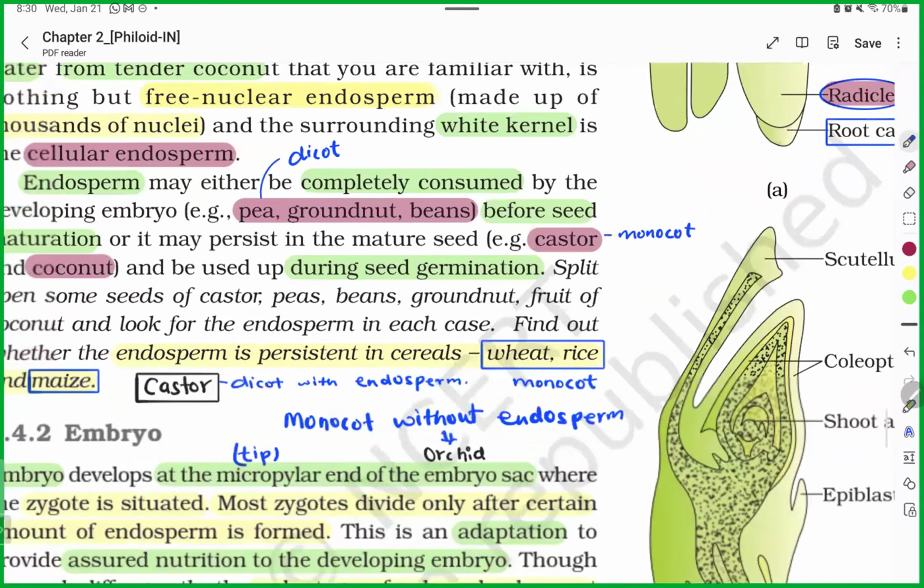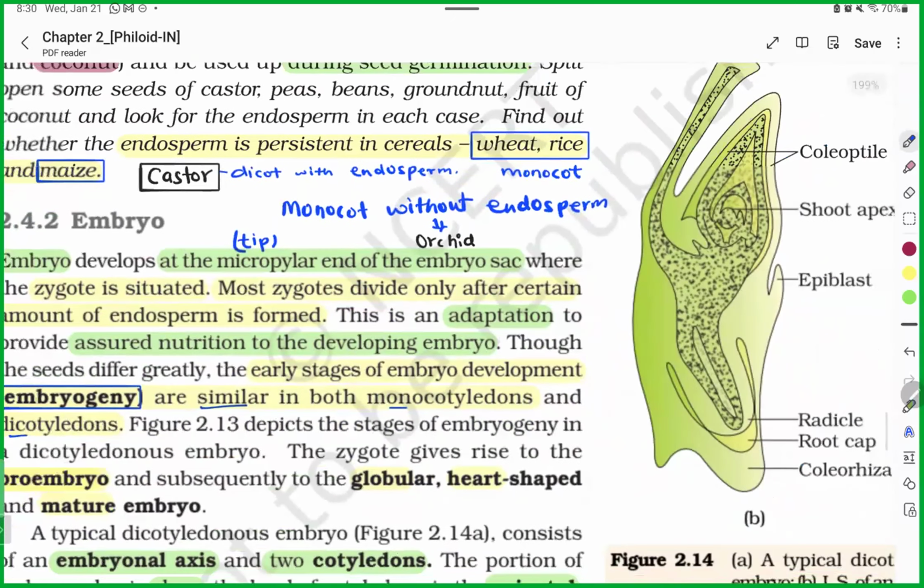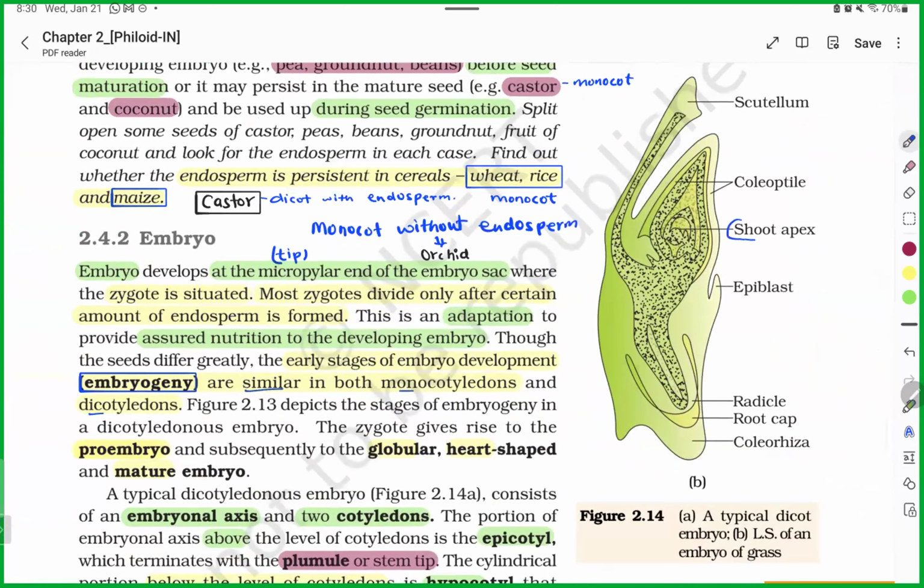Okay, same thing here. You will have shoot apex, plumule, and here you have epiblast extra. Scutellum is a special structure. At the plumule tip, you have coleoptile. Patile means plumule. Root, rahija, means radicle. R means radicle, R means root. P means plumule, P means patile. Coleo is the same thing.